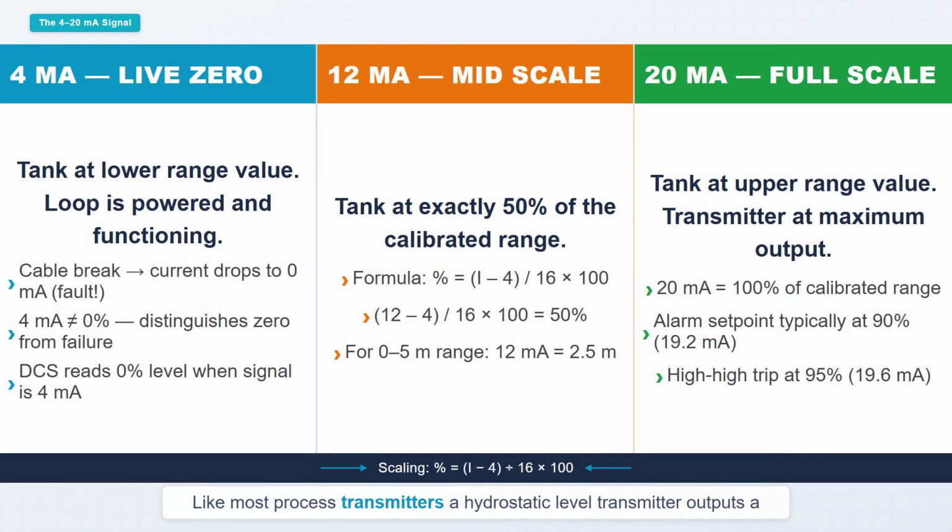Like most process transmitters, a hydrostatic level transmitter outputs a 4 to 20 milliamp signal proportional to the measured level. When the tank is at the lower range value, which is often the minimum measurable level, the transmitter outputs 4 milliamps. At the upper range value, the full tank level, it outputs 20 milliamps.